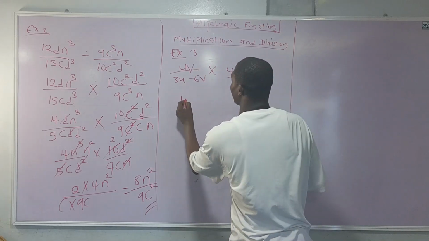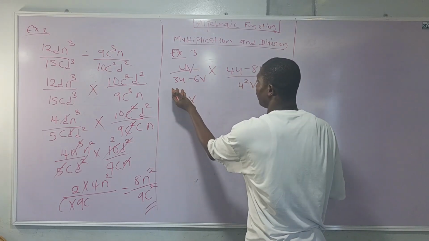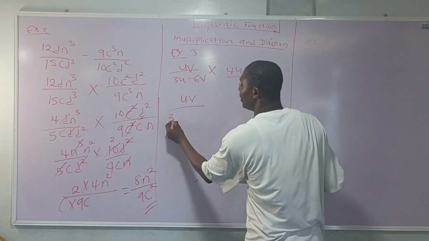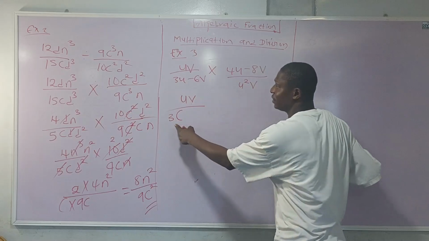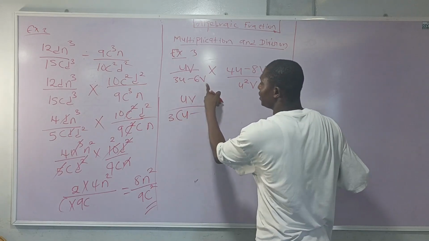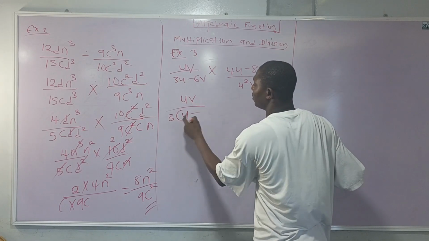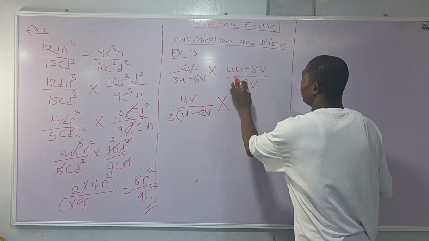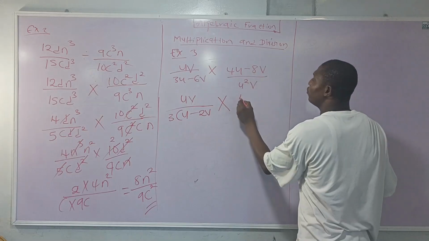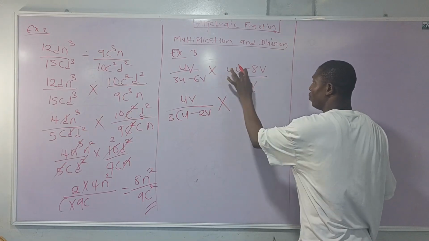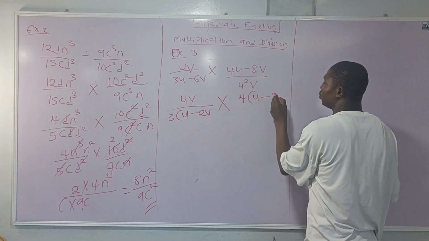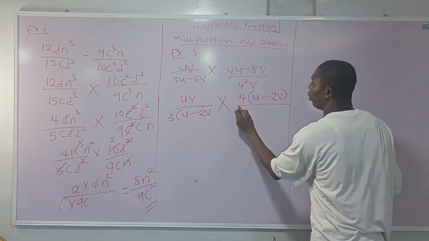First, I can see that at the numerator of the left-hand fraction, 3 is common. So if I bring 3 out, 3u divided by 3 gives me what? u. And 6v divided by 3, 6 divided by 3 gives me 2. I attach my v. Put my multiplication sign. 4 is common here. I put my 4, and I have in bracket 4u divided by 4 gives you u, and 8v divided by 4 gives me 2v, all over what?